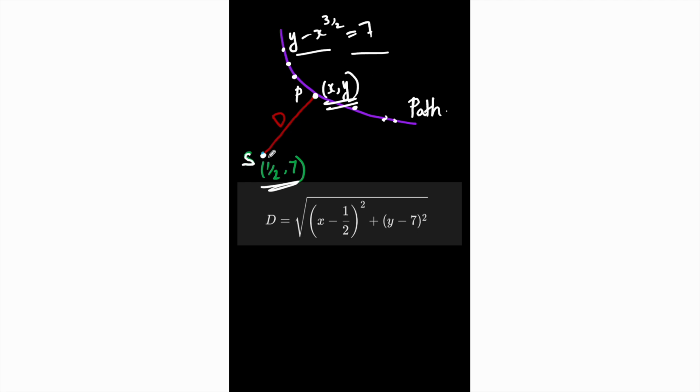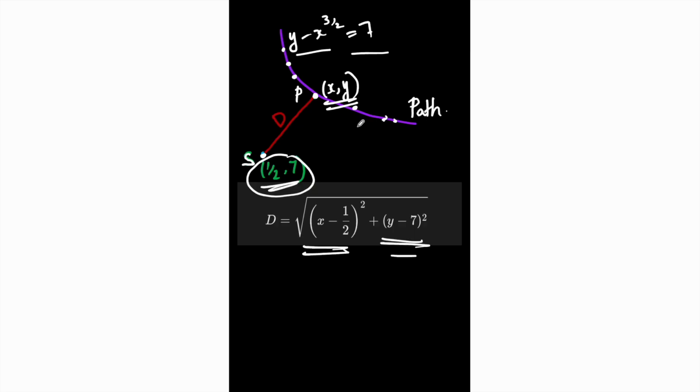Let's determine the distance between S and P. We know the formula for the distance between two points. We have (1/2, 7) as one point and (x, y) as the other point. So the distance will be the square root of x minus 1 by 2 the whole square plus y minus 7 the whole square, right? This square root will give you the distance.